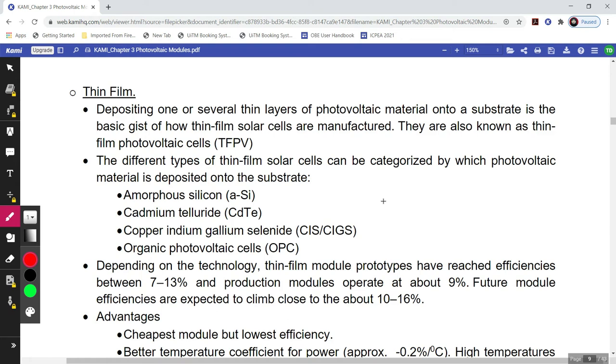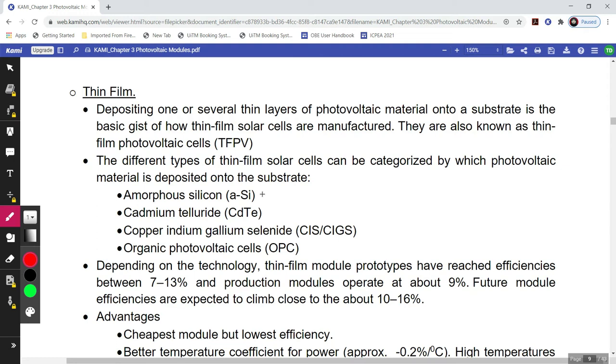Okay, next one is thin film. Depositing one or several thin layers of photovoltaic material onto a substrate is the basic gist of how thin film solar cells are manufactured. They are also known as thin film photovoltaic cells, TFPV. The different types of thin film solar cell can be categorized by which photovoltaic material is deposited onto the substrate.